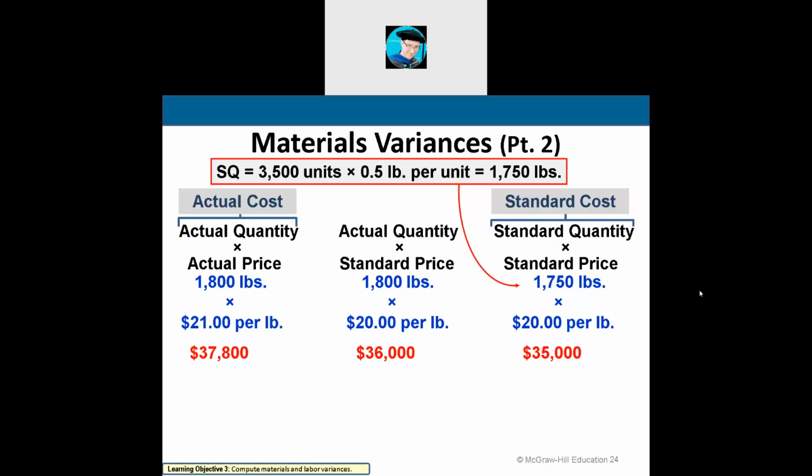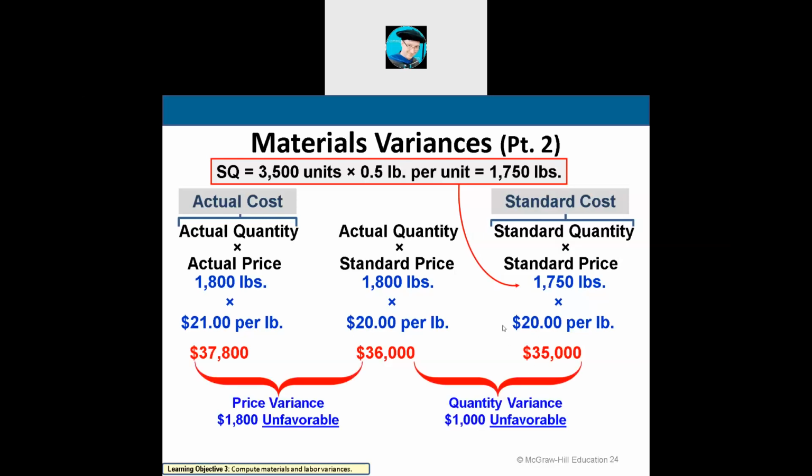$37,800 is different than $35,000, obviously. So for my variance, I take my actual quantity times my standard price. Actual quantity, 1,800. Standard price, $20 per pound, gives me $36,000. Price variance, we take the actual cost minus that. So $37,800 minus the $36,000 gives me $1,800 difference. Unfavorable. Well, yeah, unfavorable. I spent more and got more, right?